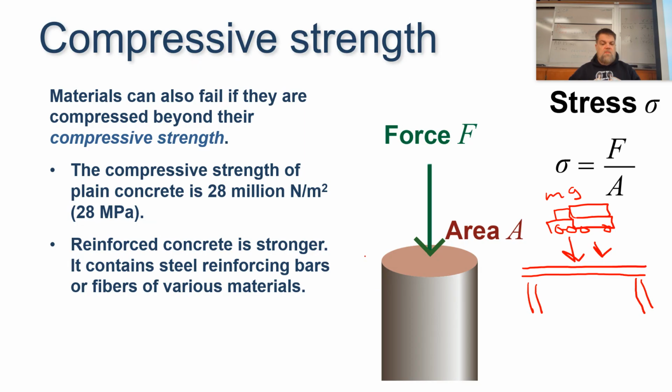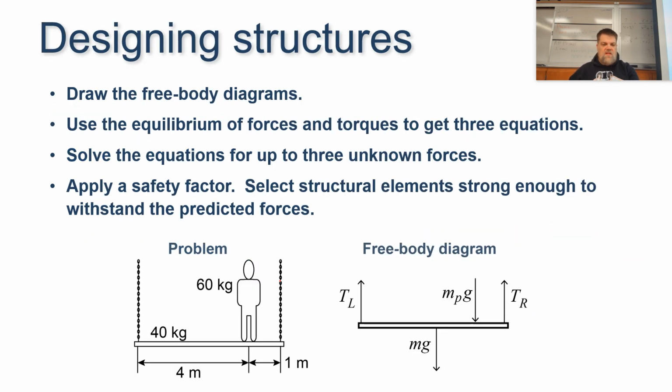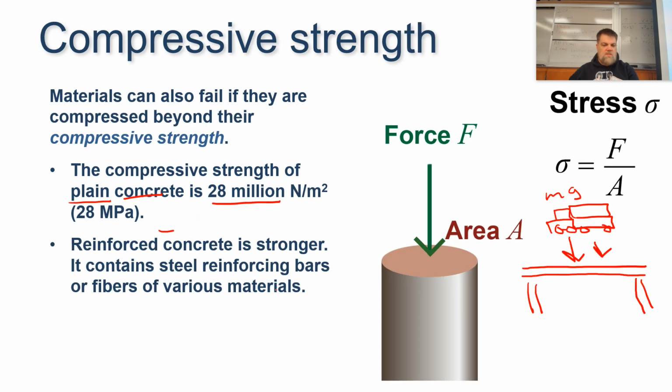So if it's just concrete, and this is just scientifically measured, kind of, it's 28 million newtons per meter cubed, right? That's just plain concrete. If we put the little reinforcement rods in there, you guys know about the steel rods that they put in there? If they put the little steel reinforcement rods, it's much stronger, okay? Because the steel can hold it, all right?